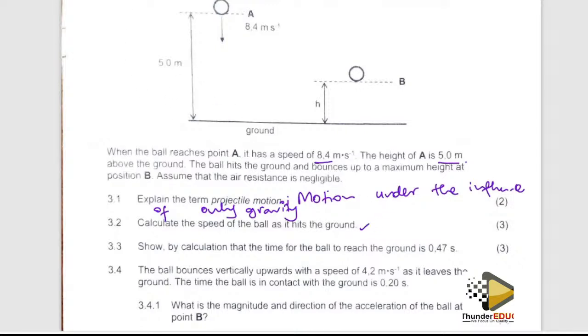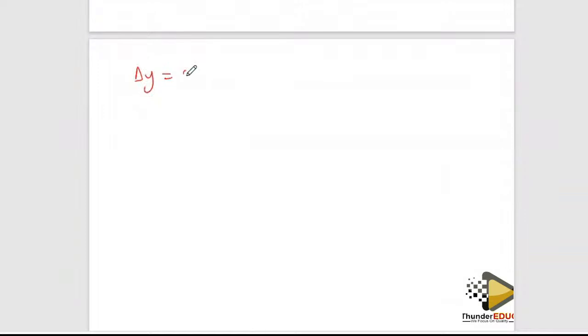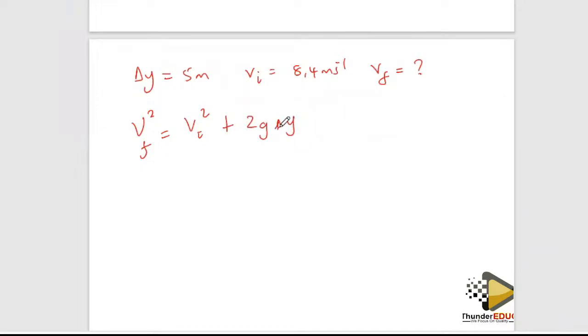So we have the displacement, which means our change in y, or delta y, is 5 meters. Our VI is 8.4 meters per second. Now they want us to get the VF. Which formula can we use? We can use the V squared: VF squared is equal to VI squared plus 2G delta Y. We have G, it's only VF that is unknown.